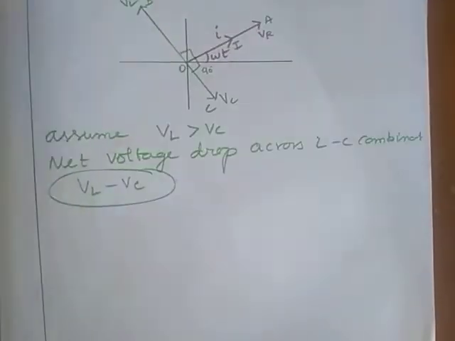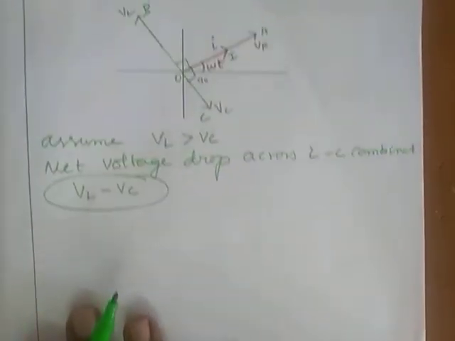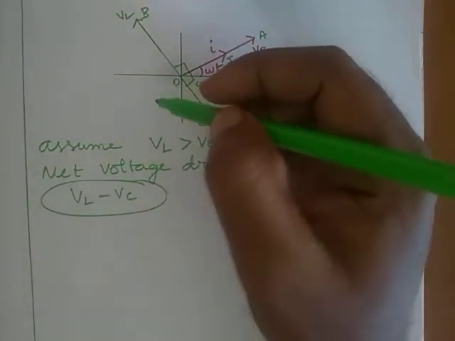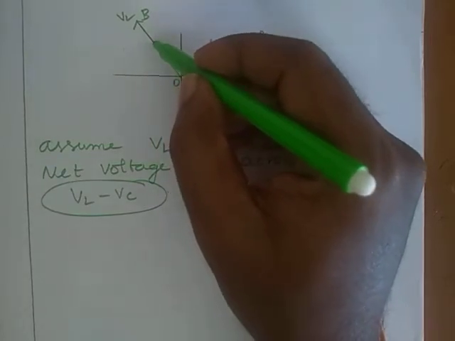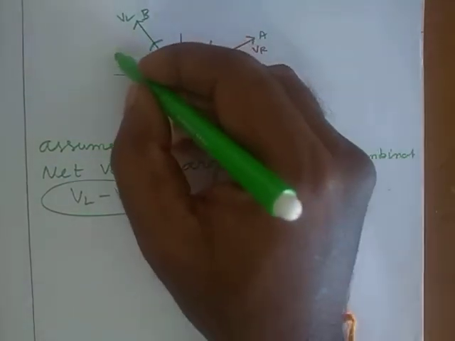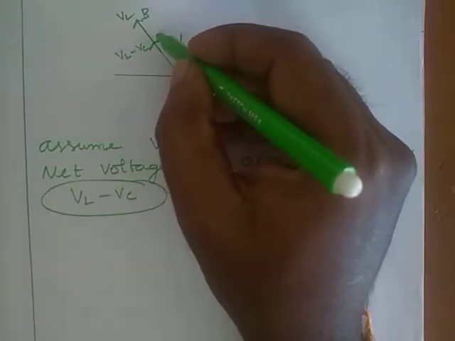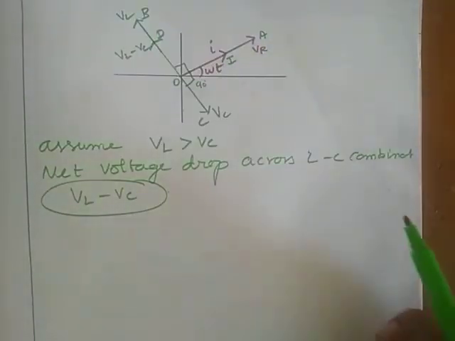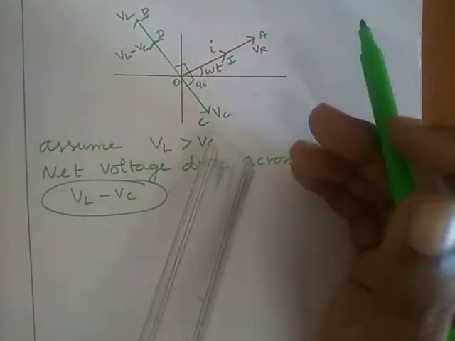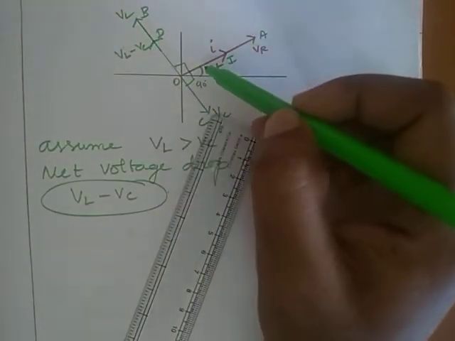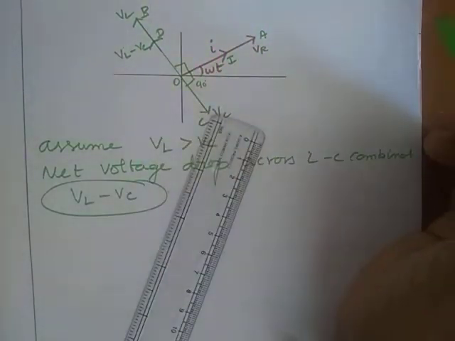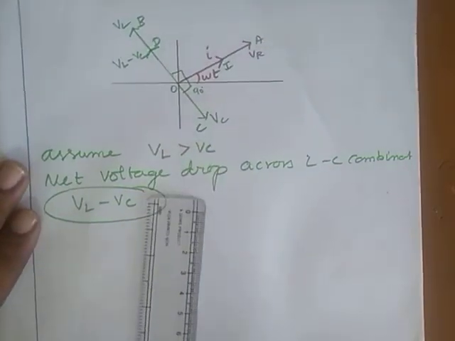Then VL minus VC can be written by the phasor D. This is VL minus VC. By the law of parallelogram, the diagonal of this parallelogram gives the effective voltage. That means the resultant voltage V of VR and VL minus VC. So I draw a diagonal.